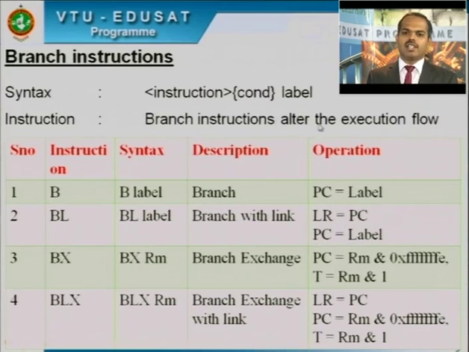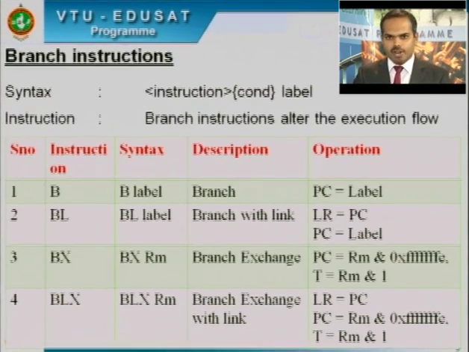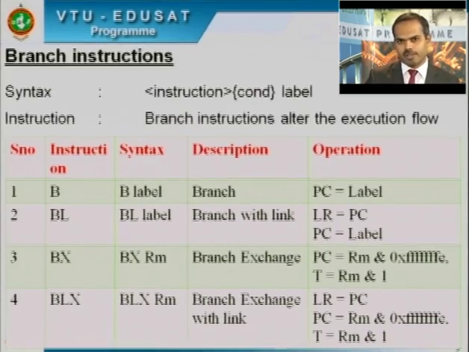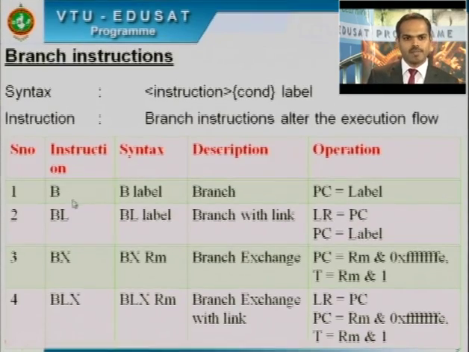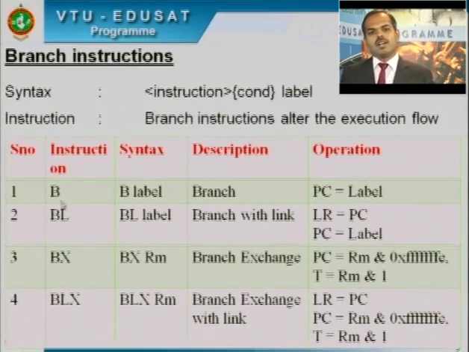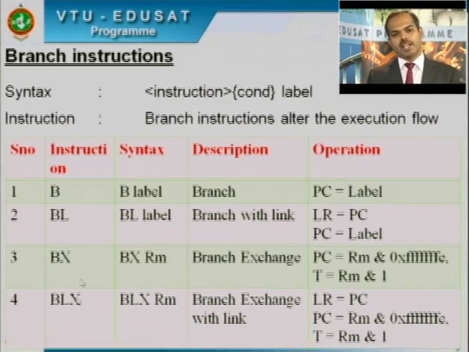A branch instruction alters the execution flow. All of us know that in a microcontroller or in any programming on ARM or most other processors, unless it is a multi-core processor, when it is a single core processor, every instruction is executed sequentially. If we have to break the sequence and execute some other instruction, we need a branch instruction. There are 4 branch instructions in the ARM processors: B, BL, BX and BLX.